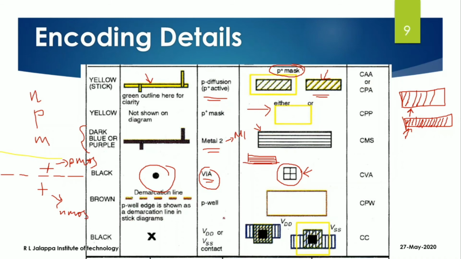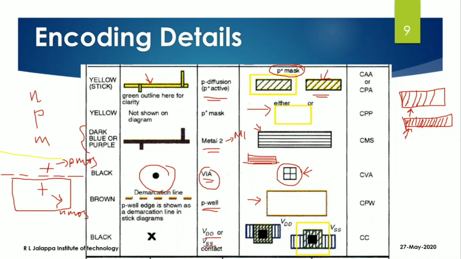So look at this. Instead of demarcation line, you have a P well here. So this is the P well in which N transistor lie. So this will be written on N transistor. Like this, you will be writing it on N transistor.